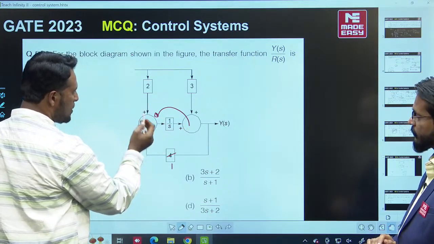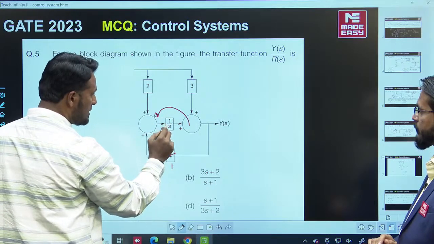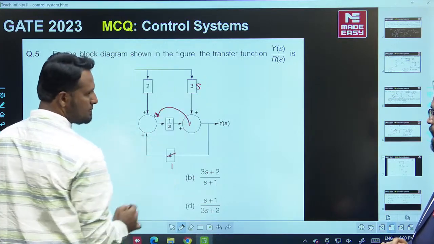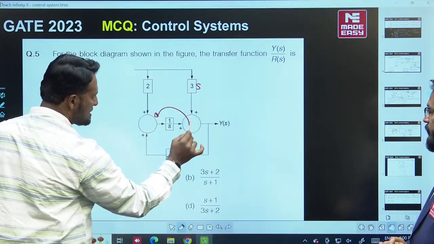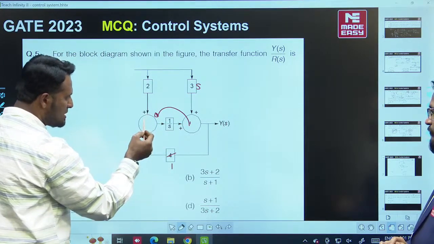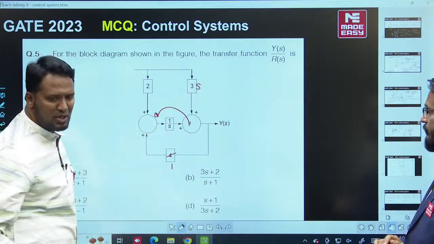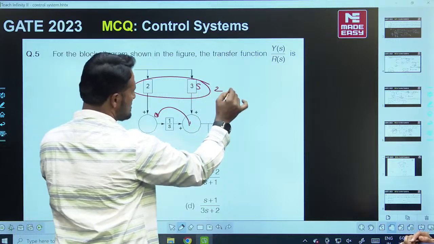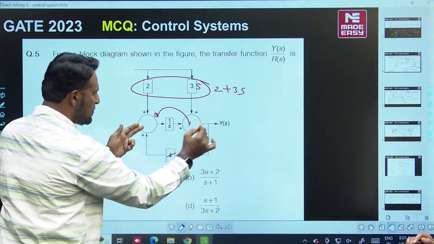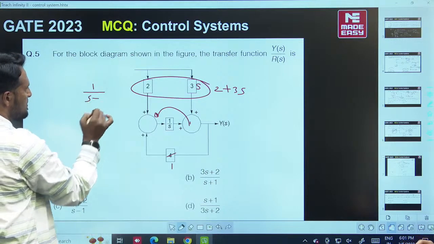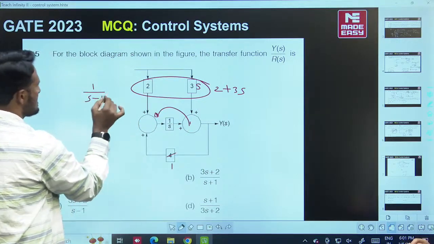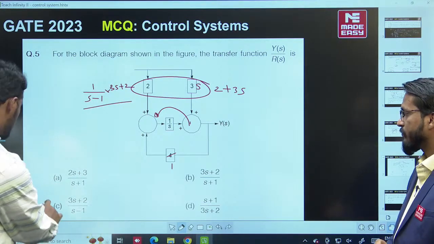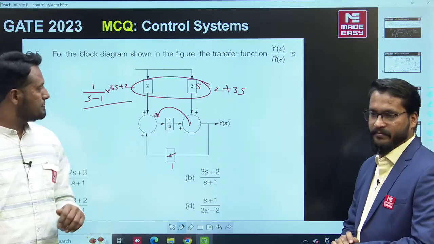To move an adder before a block, whichever block is coming to that adder, that needs to be divided with that block. So when I shift this adder over here, then this 3 becomes 3s. Because now this 3 is reaching this adder without touching 1 by s. But when it comes to this, then it has to pass through 1 by s. So to eliminate, we make it 3s. Now when this adder merges with this, these two are in parallel, we can make this 2 plus 3s. Then for 1 by s we have got unity feedback, that is 1 by s minus 1. This thing will come in series with this, that is 3s plus 2. So answer to the question is (3s plus 2) upon (s minus 1).